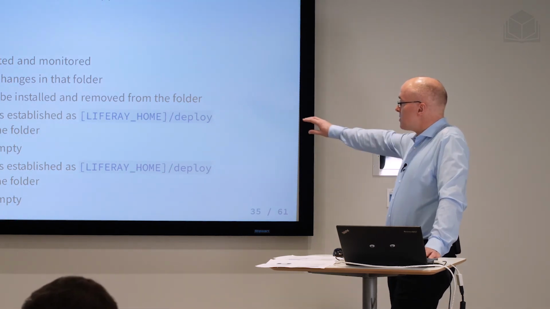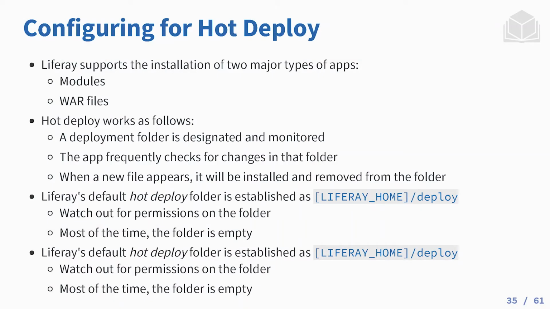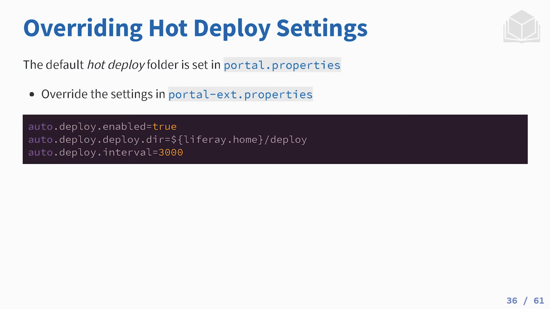So you'll find deploy in Liferay Home. It's typically empty, and it should be empty a few seconds after you drop something in there, once it's deployed. Liferay will deploy to its own OSGi folder. You can disable hot deploy. There's a portal property here, auto.deploy.enabled. What is more often changed than just enabled is the location of the folder.